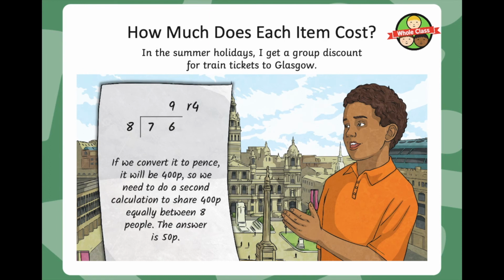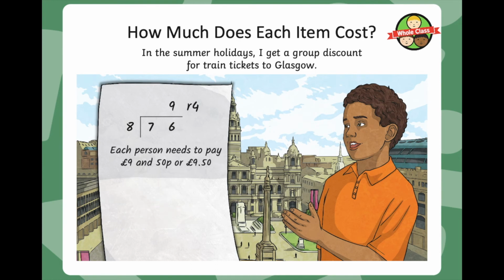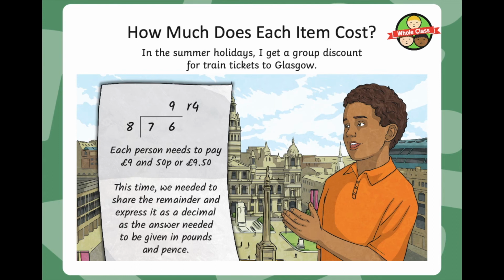If we convert it to pence, it will be 400p. So we need to do a second calculation to share 400p equally between 8 people. The answer is 50p. Each person needs to pay £9 and 50p, or £9.50. This time we needed to share the remainder and express it as a decimal, as the answer needed to be given in pounds and pence.